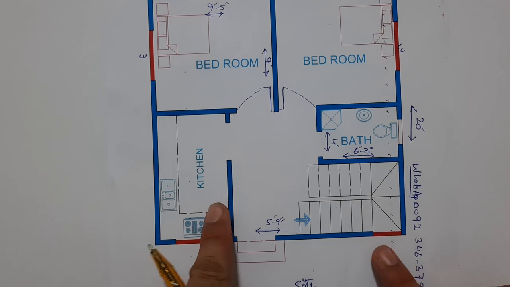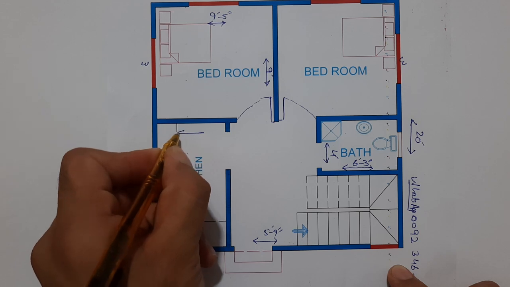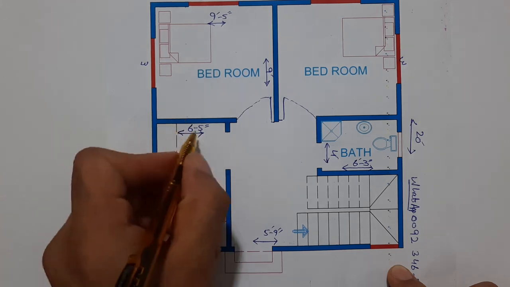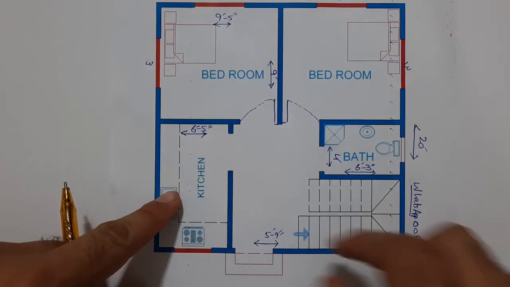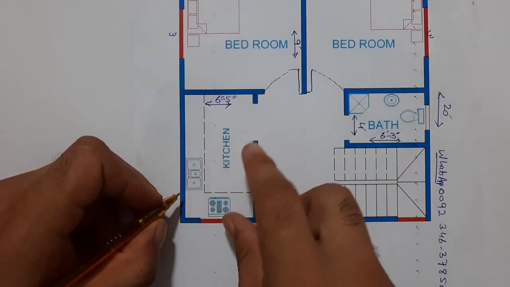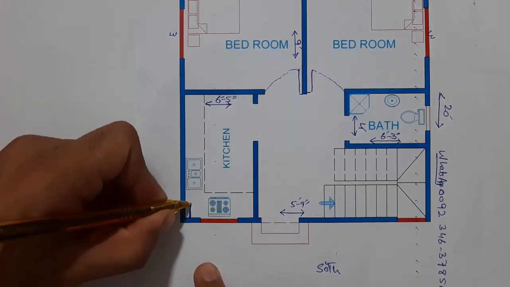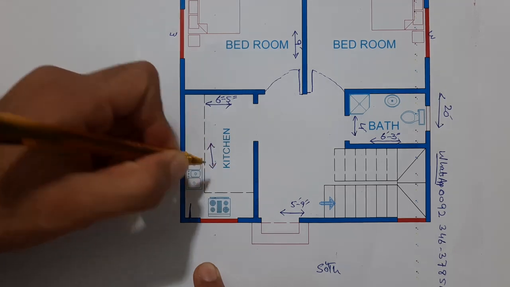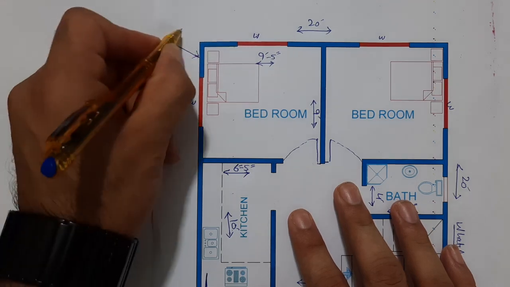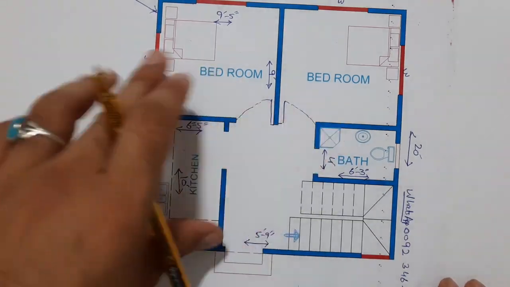The next one, you can see this is the kitchen. Size of this kitchen is here, this is 6 feet and 5 inches, and its length, here you can see this is 9 feet. So this is 10 feet and 2 inches. Sorry, clear 10 feet, because the thickness of all walls is 4.5 inches.